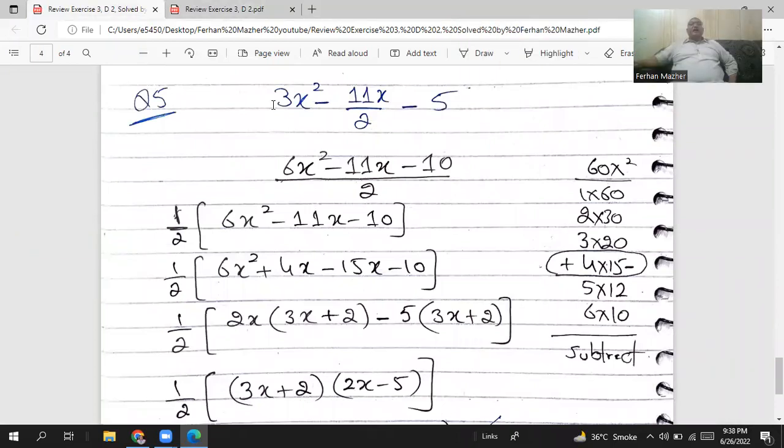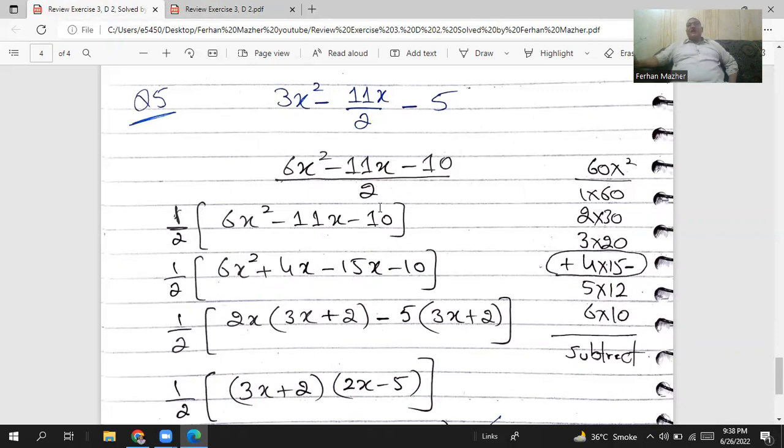And you can see 3x squared minus 11x by 2 minus 5. So I will take the LCM. 2 is the LCM. So here you will get 6x squared minus 11x minus 10. I will write this 1 by 2 outside, square bracket 6x squared minus 11x minus 10. We multiply these extreme terms together. It will give you 60x squared. So I will write the factors of the 60.